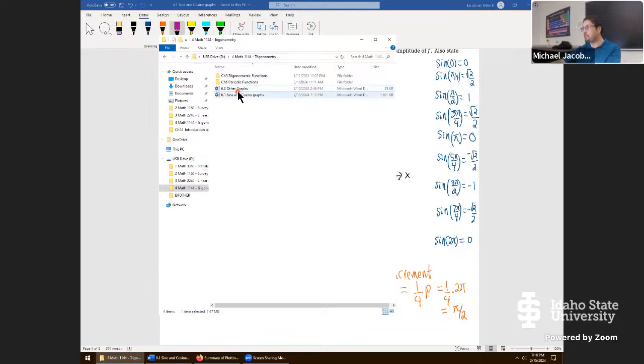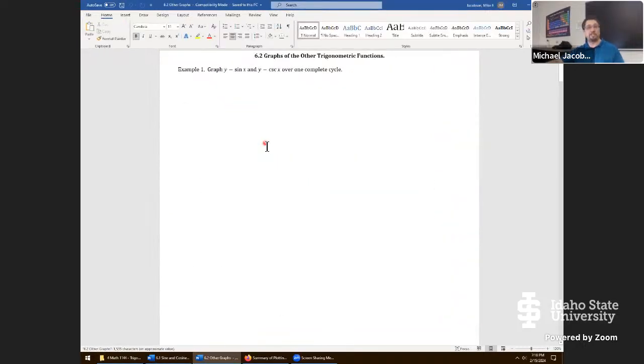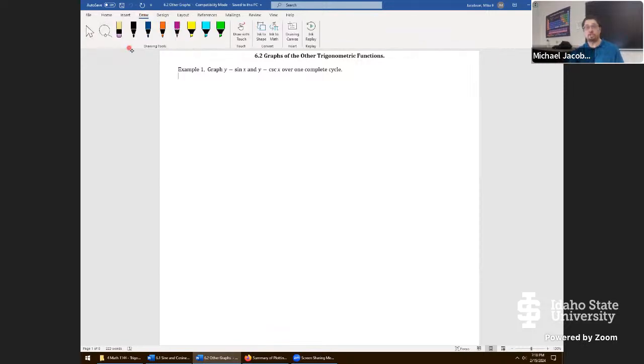So when we go to section 6.2, oops, there we go. That's exactly what we're going to do. If you want to plot cosecant, you really ought to plot sine first. So we're going to plot both of them on this graph and see what properties are for cosecant. We'll adapt them for plotting transformations of cosecant, just like we did with sine and cosine. Well, any questions before we get started, folks?